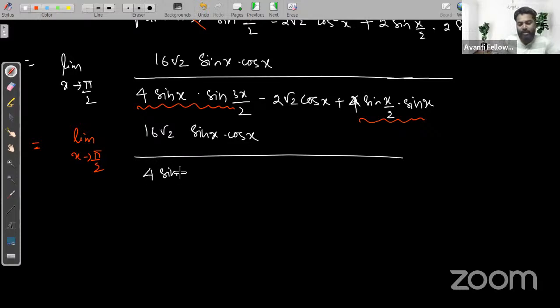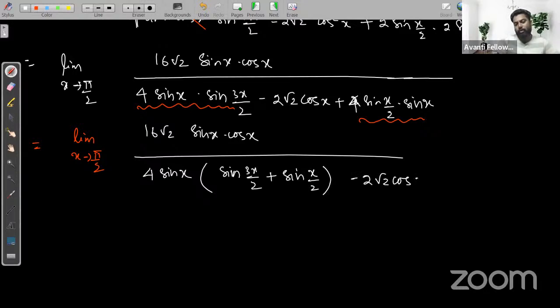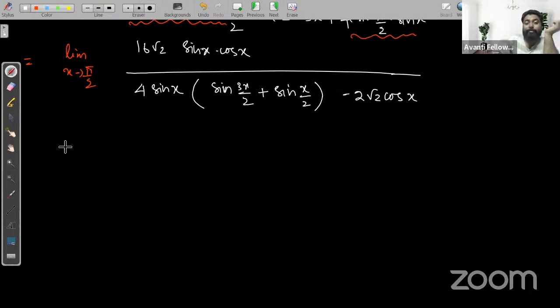So if I take 4 sine x as common, then it will be sine of 3x by 2 plus sine of x by 2 minus 2 root 2 cos of x. Now from the numerator and the denominator, can you cancel? No, till now we cannot cancel anything. Okay, let's apply the formula again.